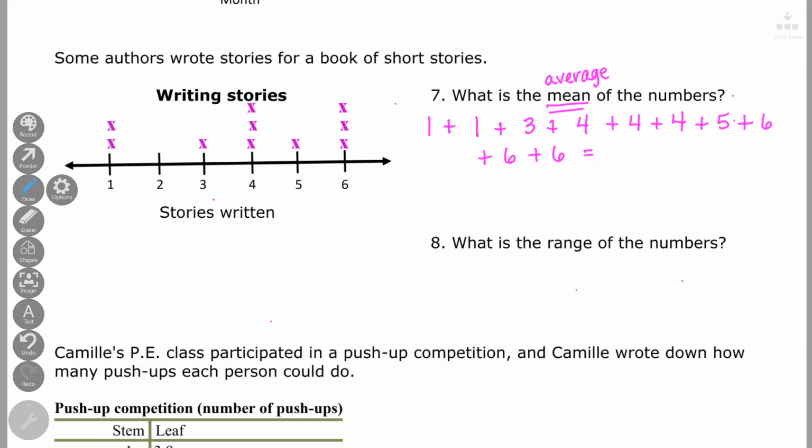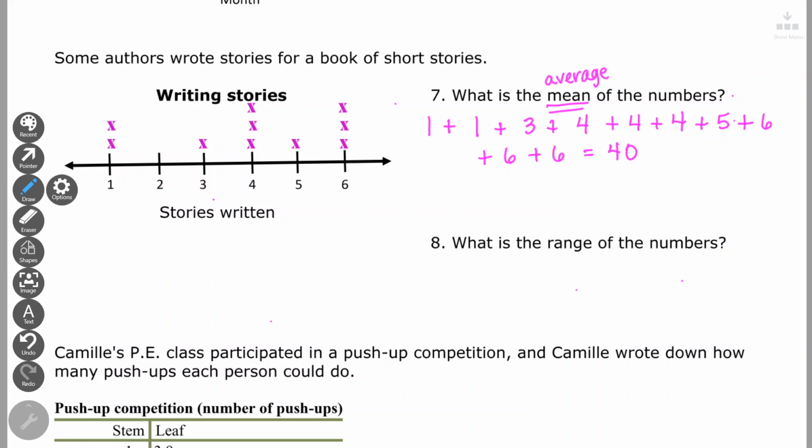So here we go. 1 plus 1 is 2, 2 plus 3 is 5, 5 plus 4 is 9, 9 plus 4 is 13, 13 plus 4 is 17, 17 plus 5 is 22, 22 plus 6 is 28, 28 plus 6 is 34, and 34 plus 6 is 40. So we've got 40 when we add them all together.